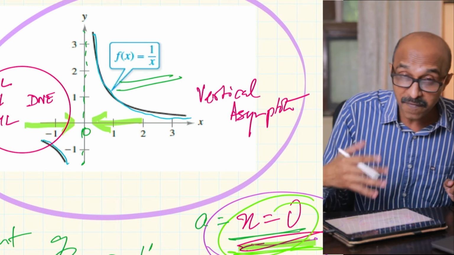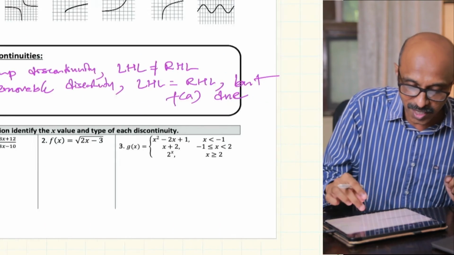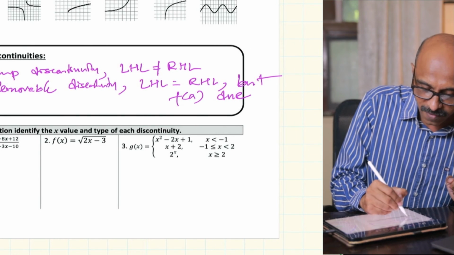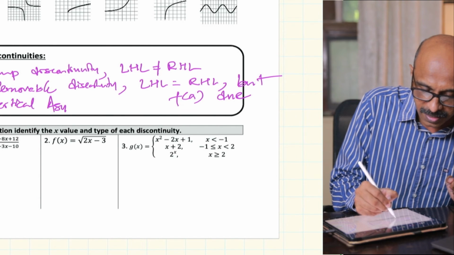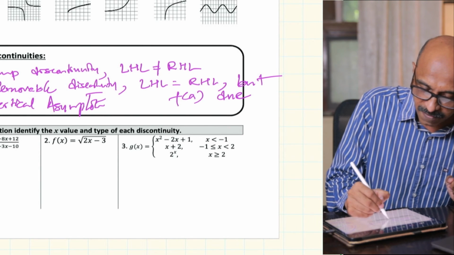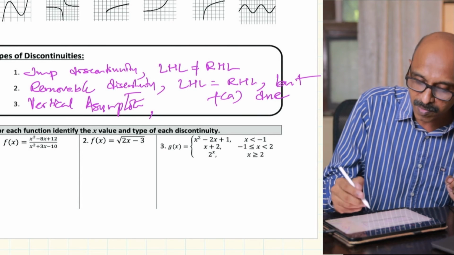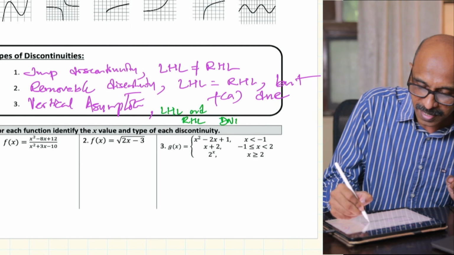Some textbooks use the word infinite discontinuity. I personally don't like to use that word, infinite discontinuity. We'd rather say the third type of discontinuity is where the function has a vertical asymptote, which means left-hand limit, I'm running out of space here. Can you guys see? All right, vertical asymptote, the left-hand limit and right-hand limit do not exist.